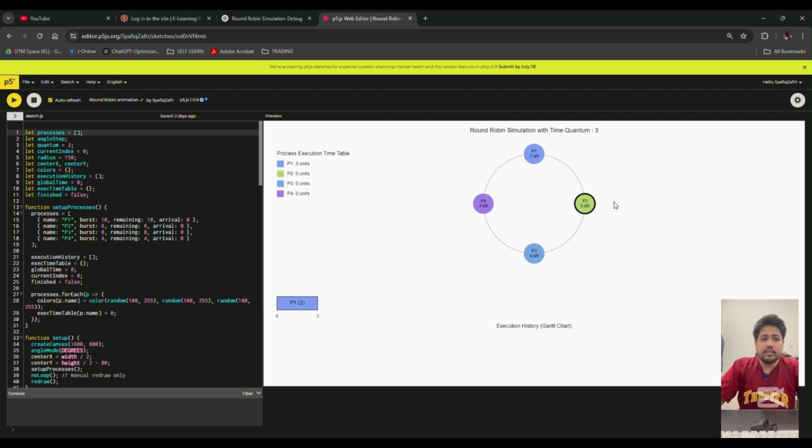Next it will execute process 2. Process 2 now has 3 left. After this it will execute process 3, then process 4. Then after process 4 is done, it will go back to process 1. So here we have process 1 until process 4. The executed time here shows 3, 3, 3. So it will execute like normal.